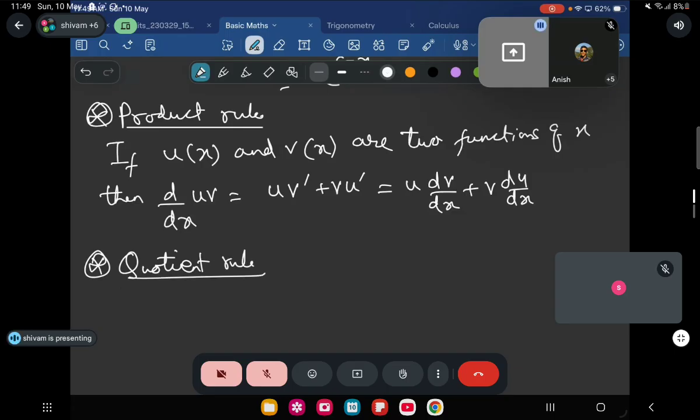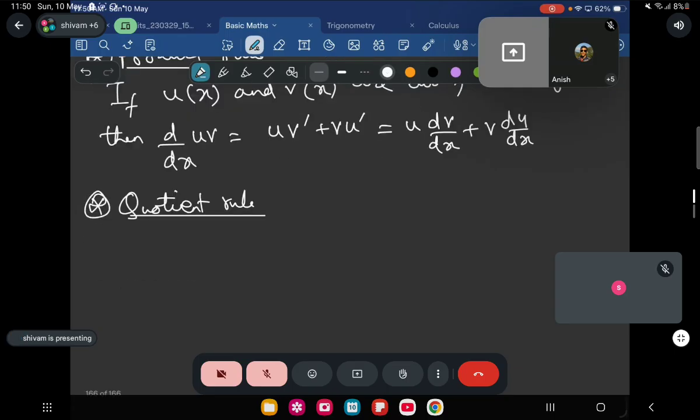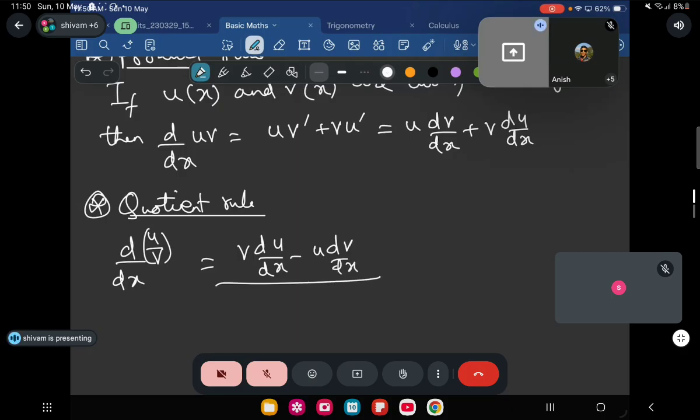So what is the quotient rule? Pay attention. d by dx of u by v will be equal to v du by dx minus u dv by dx, divided by v squared.